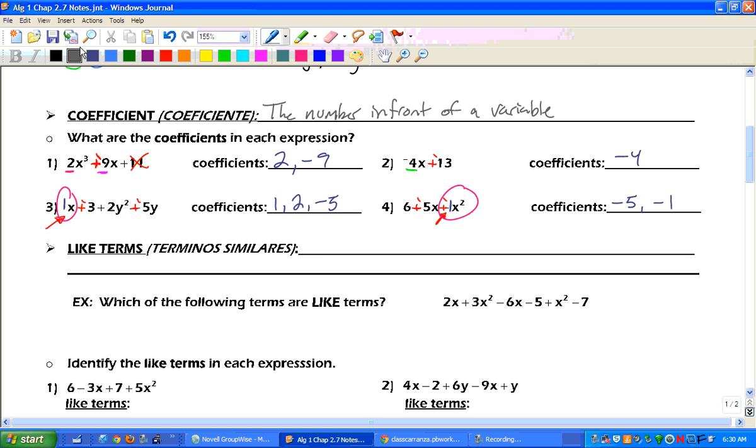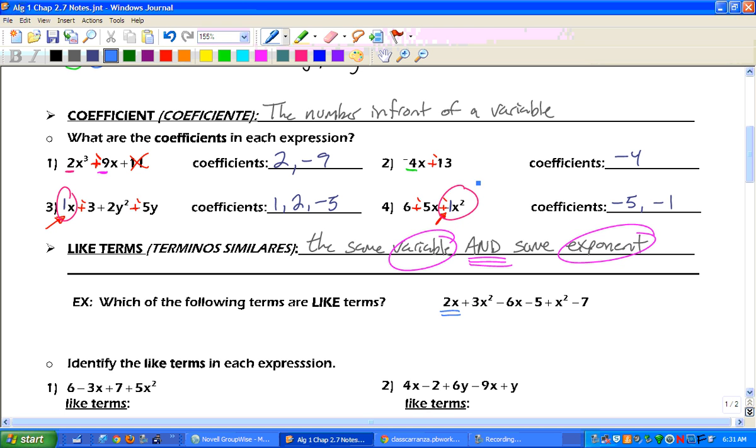All right, like terms. Like terms have the same variable and the same exponent. Okay? It's got to be the same variable and the same exponent. So let's go through some examples of what some like terms are.